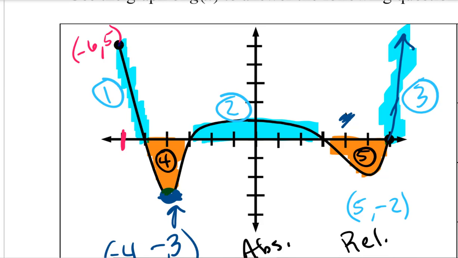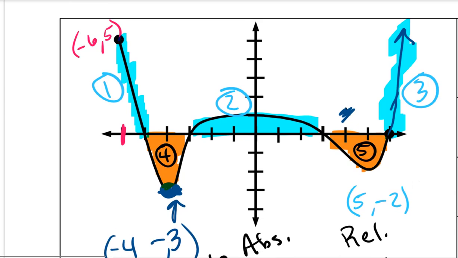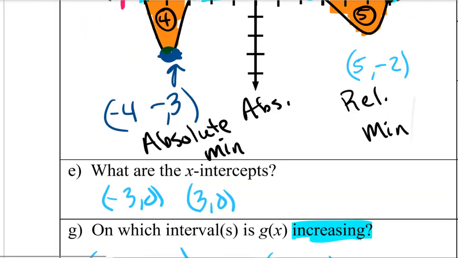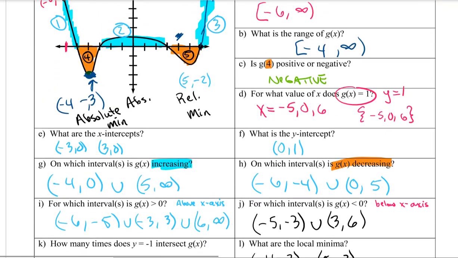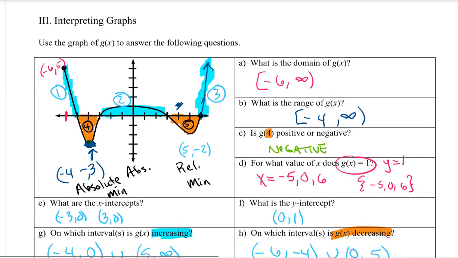Now on the right side, notice the graph goes up forever. The function keeps going to the right, so our x values keep increasing, and our y values keep increasing. So we'd write that as the limit as x approaches infinity of g of x, and that value, since it goes up forever, would be infinity. So that is the end behavior. That's the rest of our notes on analyzing and interpreting graphs about all those key characteristics.